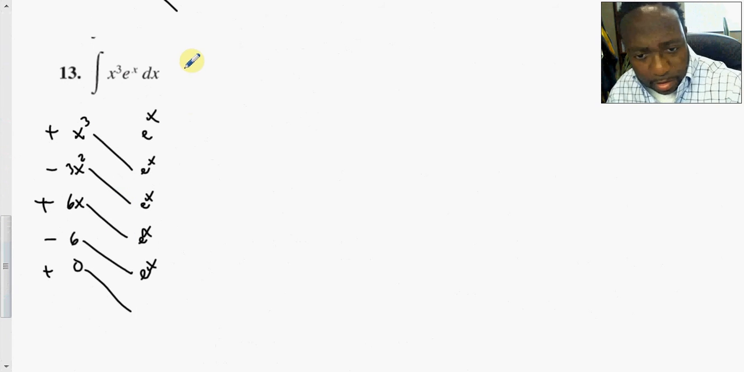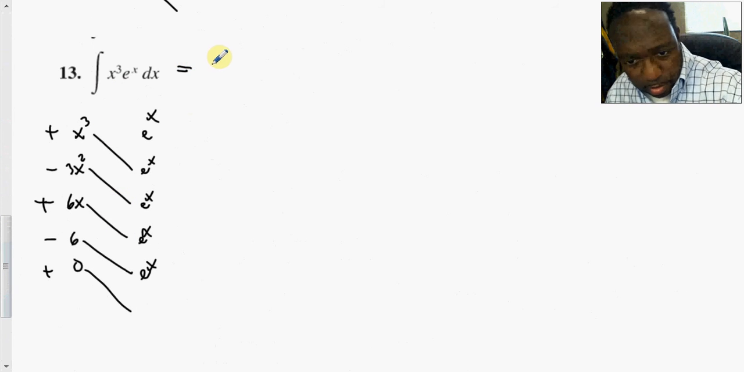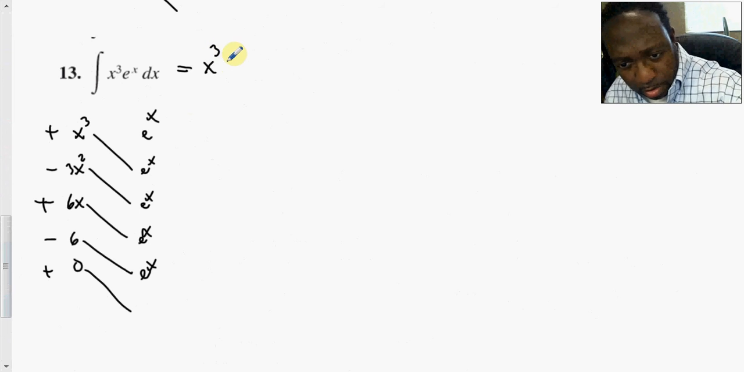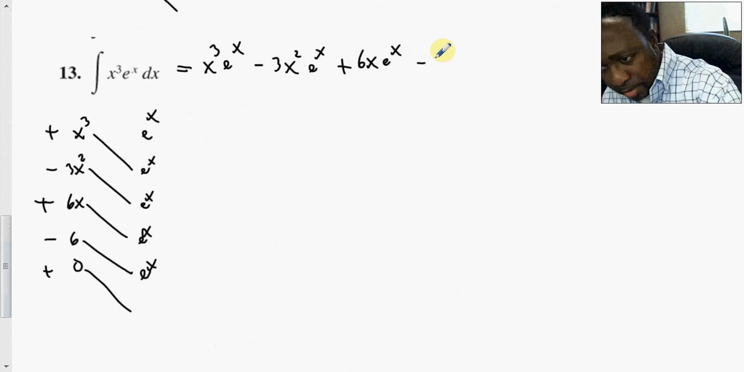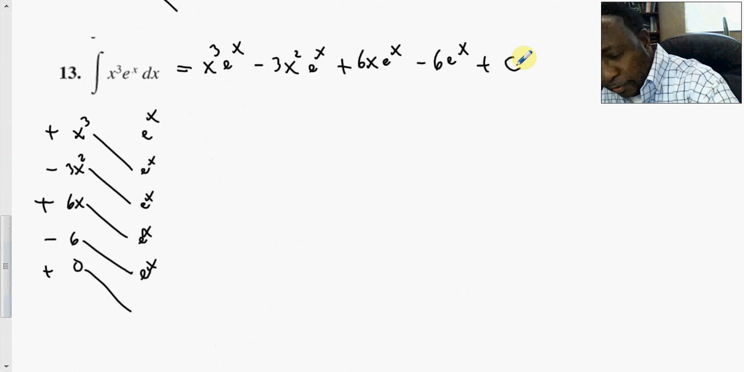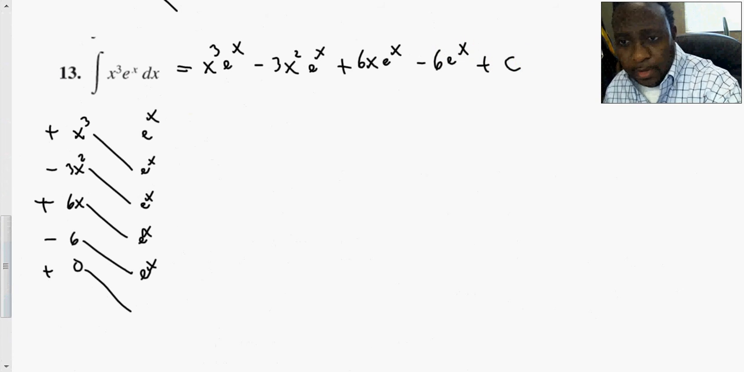Make the connections, and you get the answer. x to the third times e to the x, minus 3x squared times e to the x, plus 6x times e to the x, minus 6 times e to the x. And don't forget your constant.